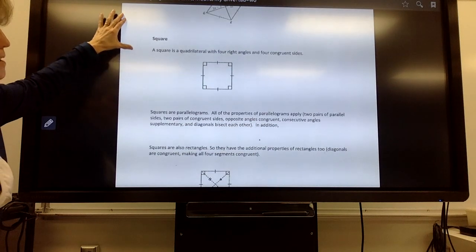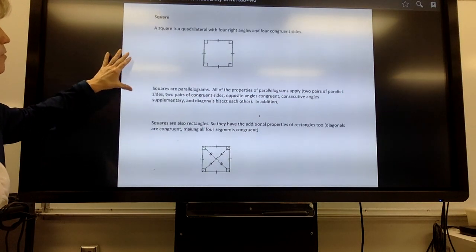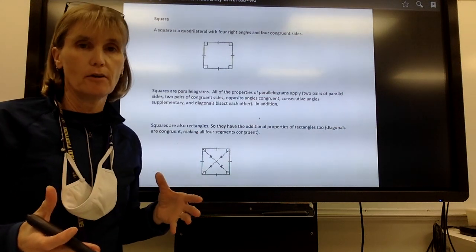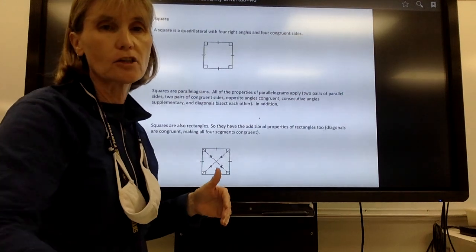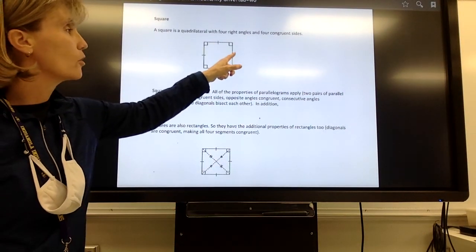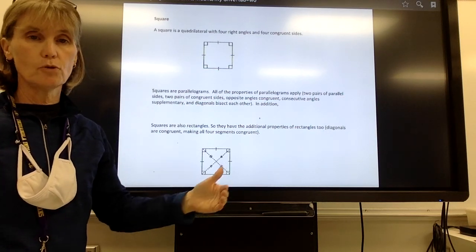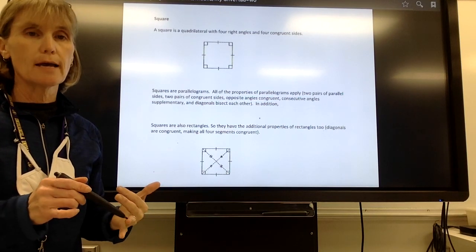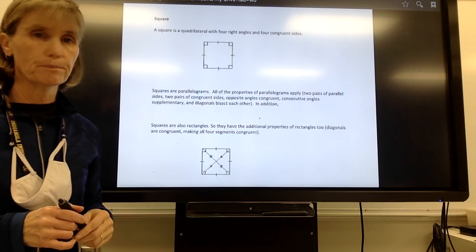The last type of special parallelogram is going to be the square. Okay, and what's really unique about a square is a rhombus. The definition of a rhombus was a quadrilateral that has 4 equal sides, 4 congruent sides. Well, a square has 4 congruent sides. So it is a rhombus, meaning those two characteristics, the fact that the diagonals form a perpendicular and the diagonals bisect the angles, that holds true for the square as well.